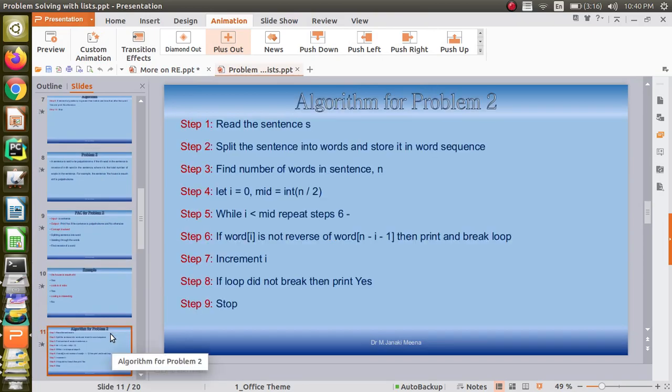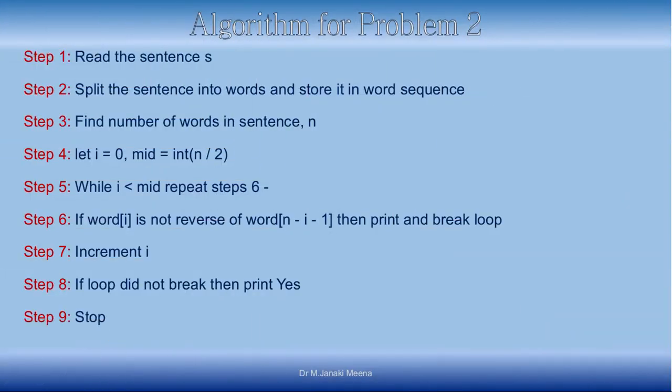So now we will see the algorithm for this problem. When we look at the algorithm, you have to read the sentence from the user and then split the sentence into words and store it in a sequence. And now find the number of words in the sentence, and you are going to say let i equal to 0 and mid is equal to integer division of n by 2. N is the number of words, so you are doing integer division of n by 2 and storing it in mid. And then while i is less than mid, repeat step 6 to step 7.